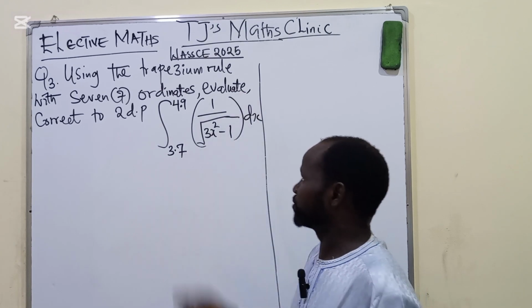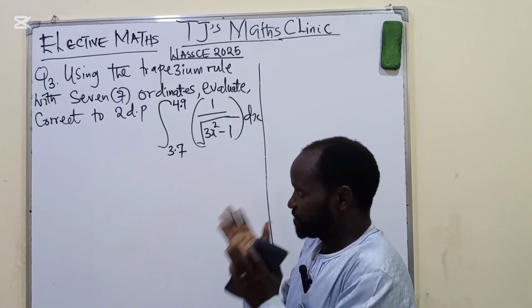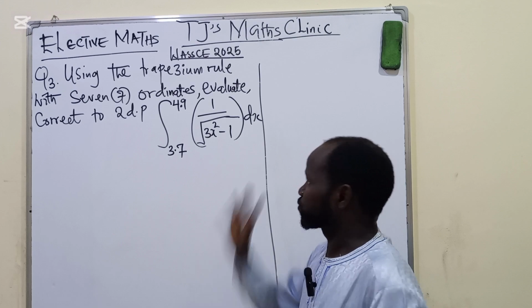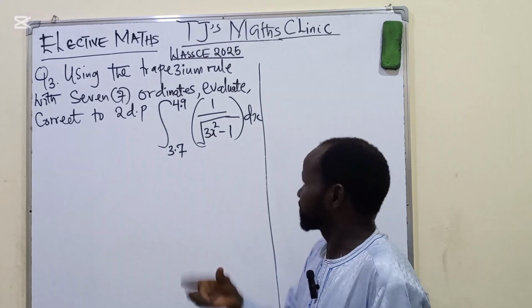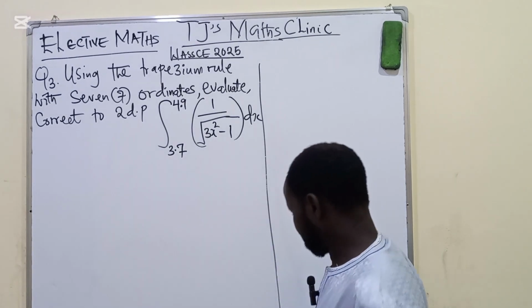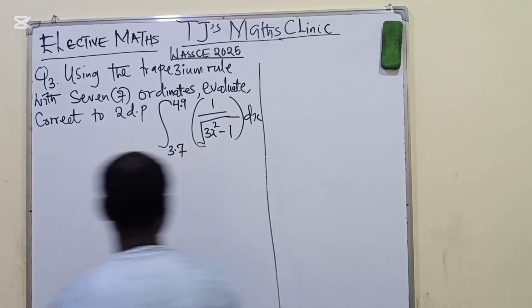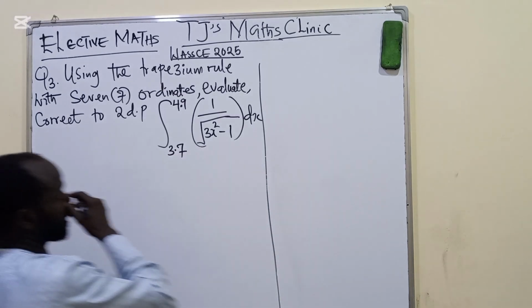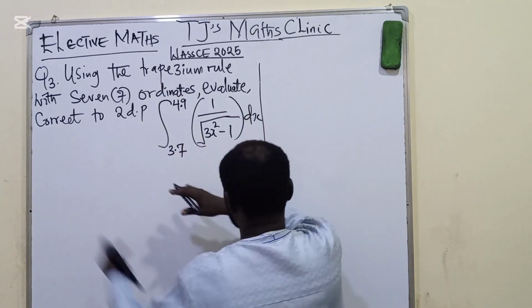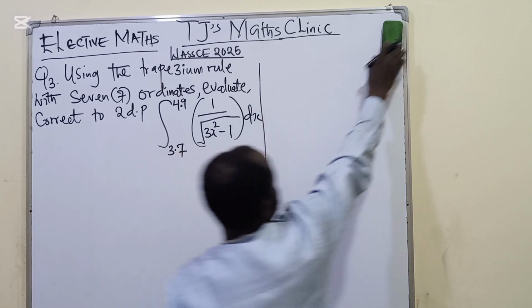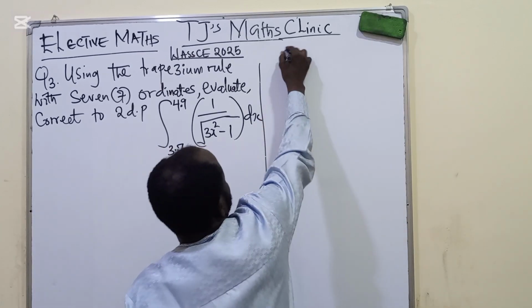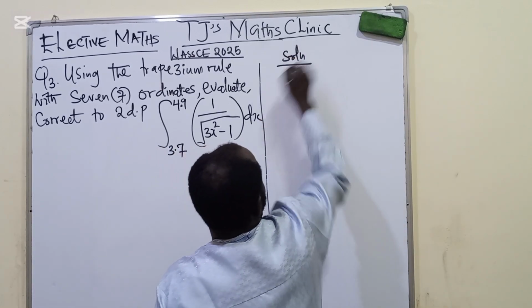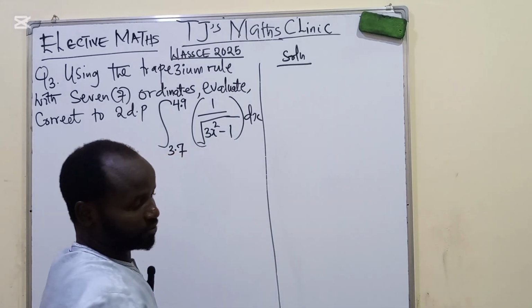To apply the trapezium rule, we have to recall the formula as well as how to find the common difference or the interval. So let's look at how we can handle this. Let's write down the solution here, so that we can use this other place for our table. Let's write down the formula.